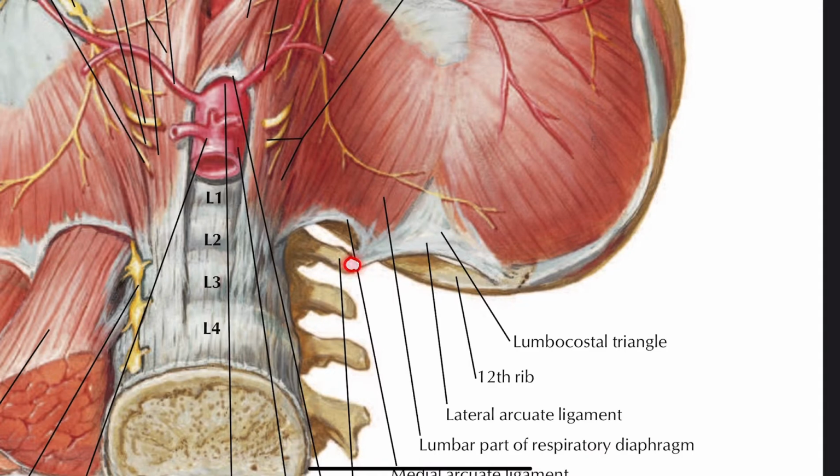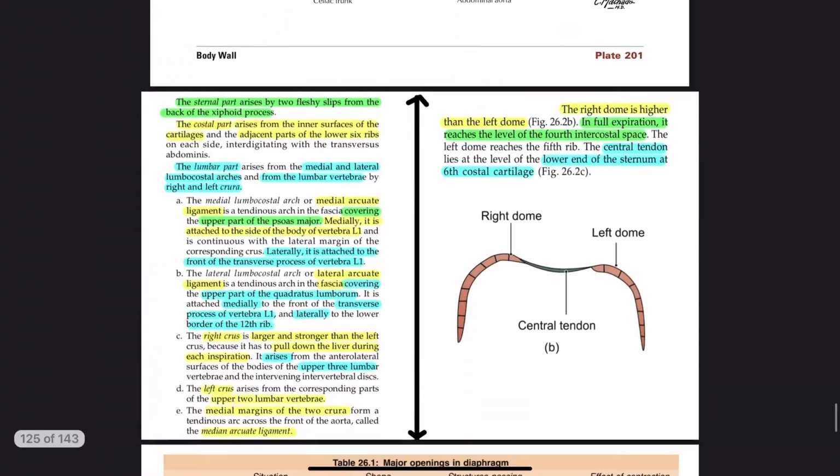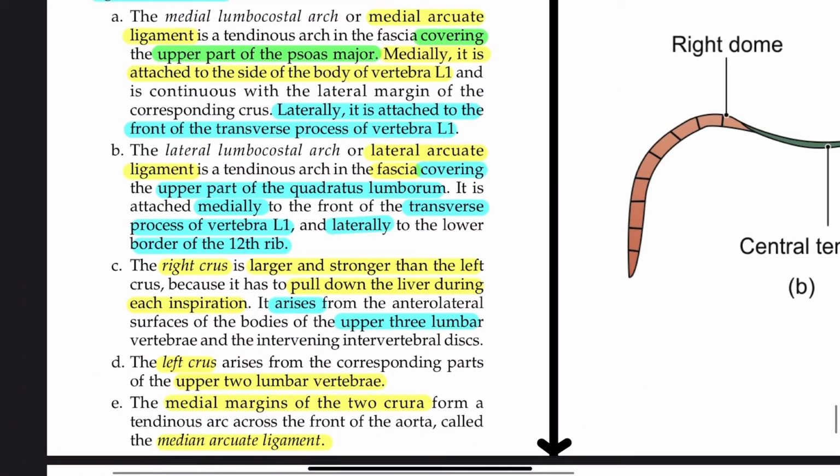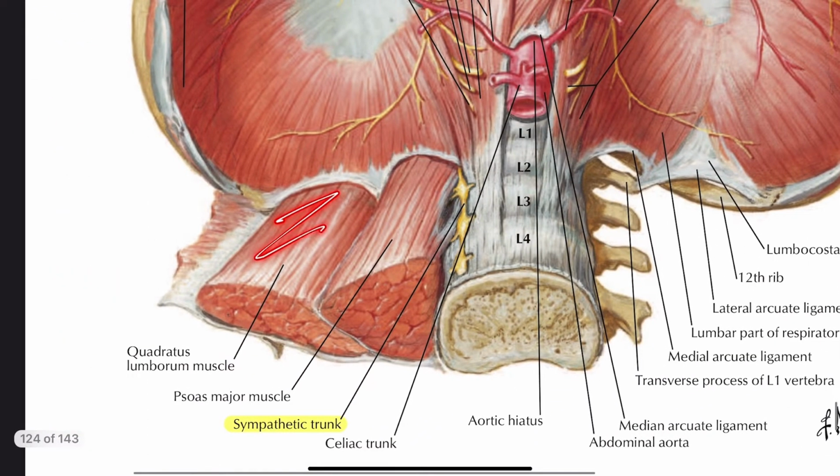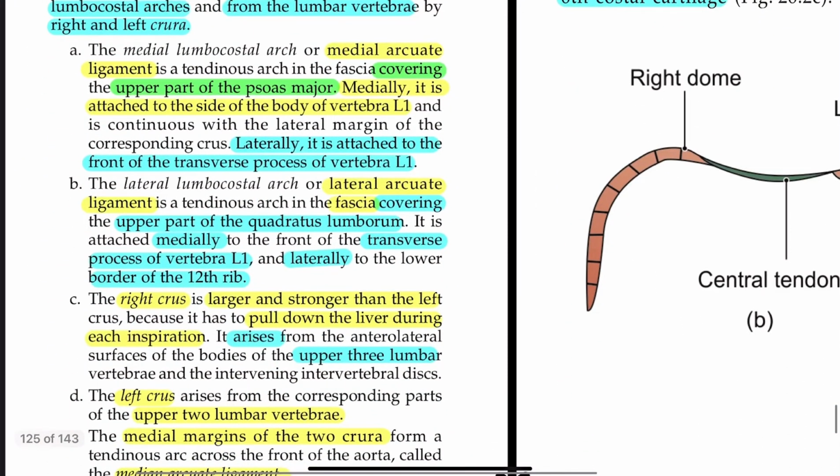And what will arise from the transverse process? It will be the lateral arcuate ligament, and it will attach on the 12th rib. Okay, so the lateral arcuate ligament is covering the upper part of the quadratus lumborum. Here you have the quadratus lumborum muscle, and what's covering the upper part of it? It's the lateral arcuate ligament. Attachments we've already studied: attached medially in front of the transverse process of L1 and laterally to the 12th rib.